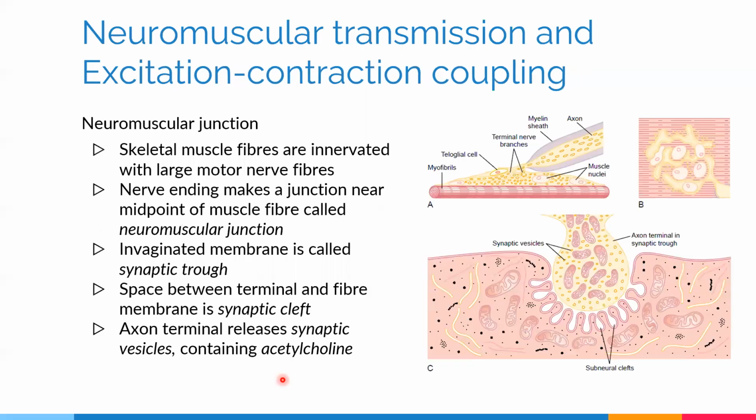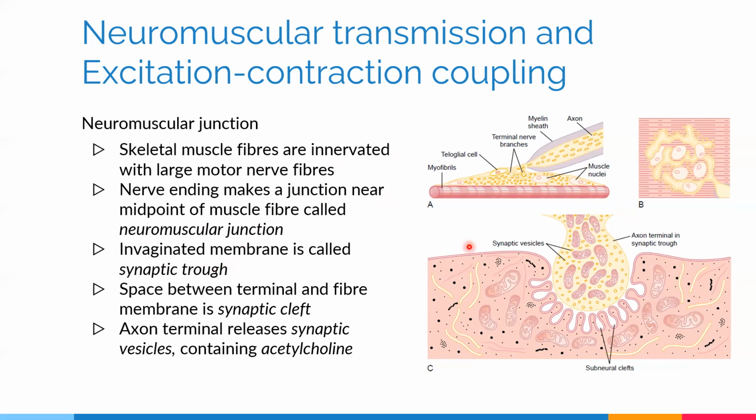Next, we will talk in detail about exactly how the neuromuscular transmission occurs and how the excitation contraction coupling, or the contraction of the muscles, occurs at the molecular level. So first off, let us look at the neuromuscular junction. Skeletal muscle fibers are innervated with large motor nerve fibers, which are shown right here. The nerve endings make a junction near the midpoint of the muscle, which is known as the neuromuscular junction.